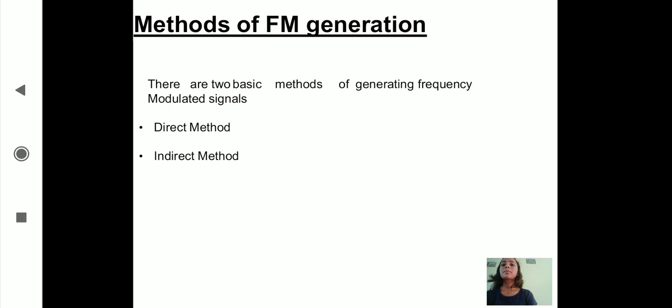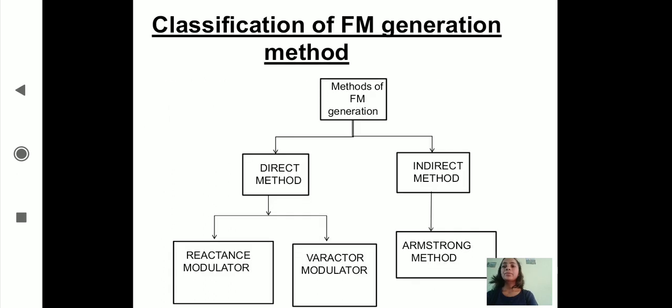Methods of FM generation. There are two basic methods of generating frequency modulated signals. One is the direct method and the other is the indirect method. The direct method is also divided into two parts: one is the reactance modulator and the other is the varactor modulator, whereas the indirect method has the Armstrong method.